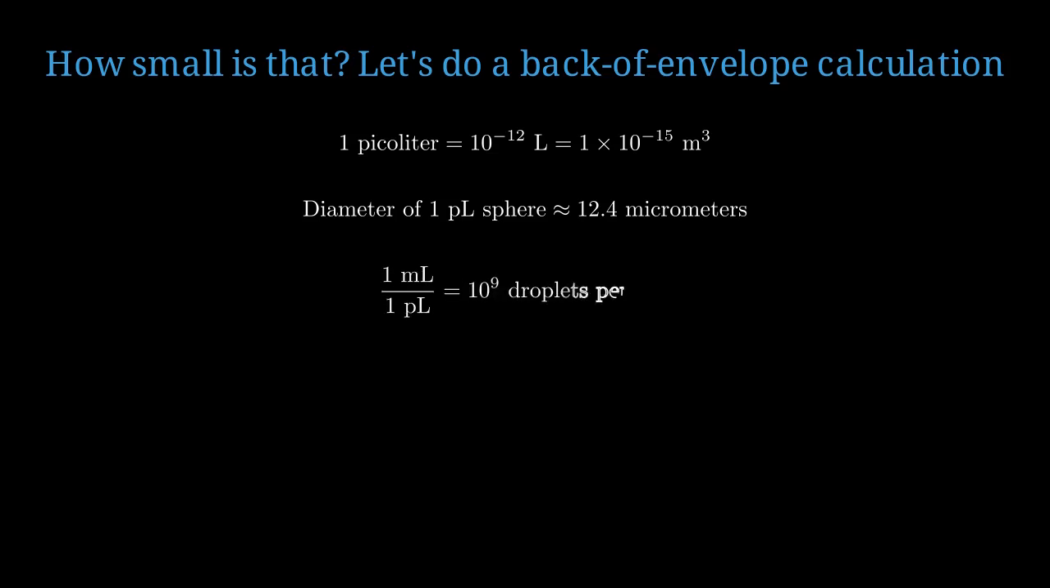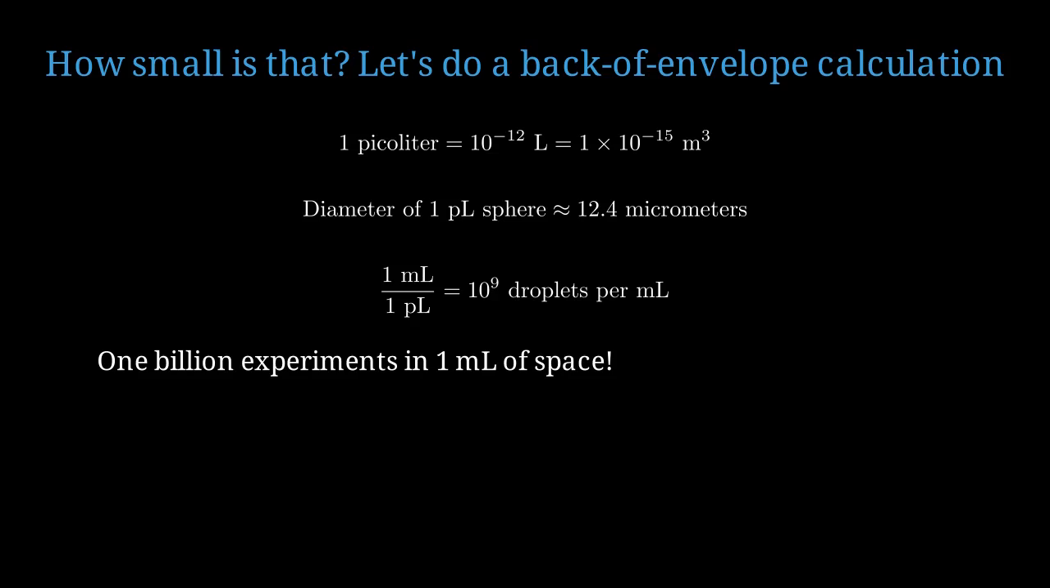Now here's where it gets impressive. If we divide 1 milliliter by 1 picoliter, we get 10 to the 9th, or 1 billion droplets that can fit in just 1 milliliter of total volume. Think about that. You could theoretically run 1 billion independent experiments in just 1 milliliter of space. This is the power of miniaturization.